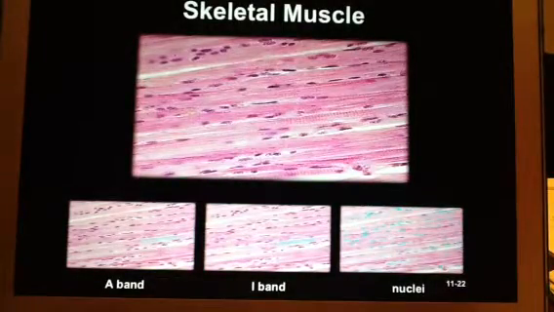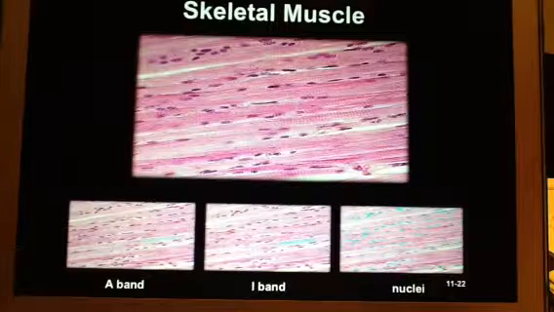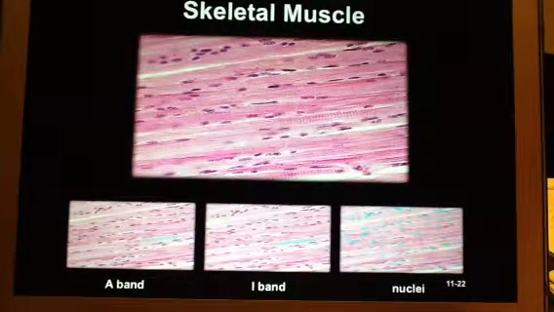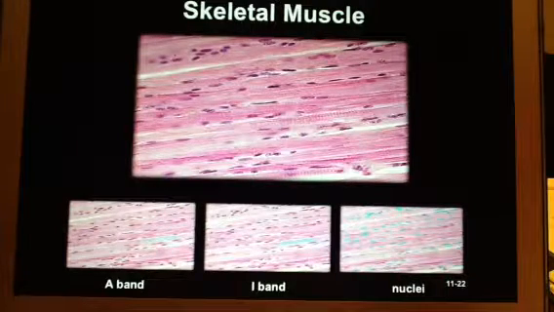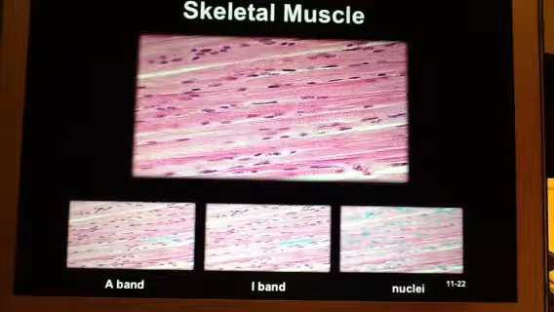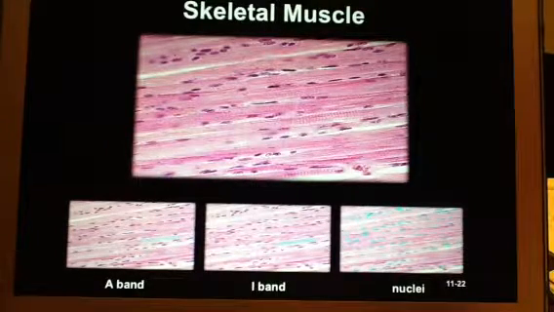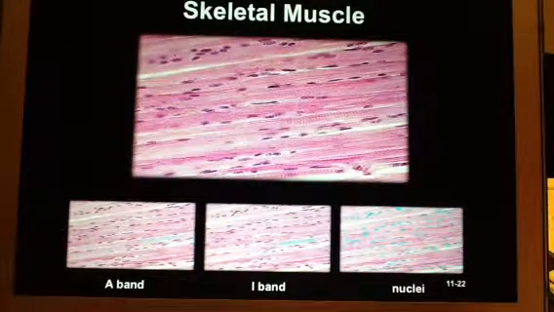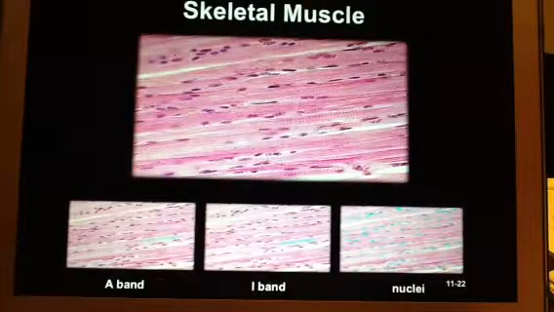So here's a microscopy of skeletal muscle, and he's added some labels for you, but I don't think they're great. I think they're really hard to see. Usually when you're looking at a slide, whatever color it's stained, the stained lines are going to be the A band, and the white line or the negative color is going to be the I band, and then you should see the nuclei throughout the skeletal muscle.